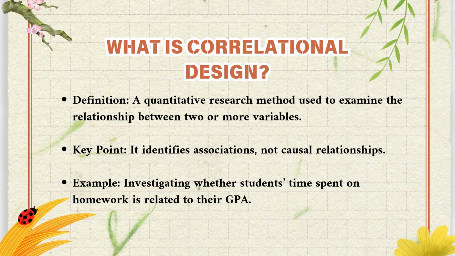The reason why is because this explores whether the two naturally occurring variables, study time and test scores, are statistically related. It doesn't involve manipulating either variable. We're not assigning students to study for a set number of hours or controlling their environment. What we're doing is measuring both variables as they exist in real life. This kind of question is ideal for correlational design because both variables are continuous and measurable. So the goal is to identify a pattern or association rather than establishing cause and effect.